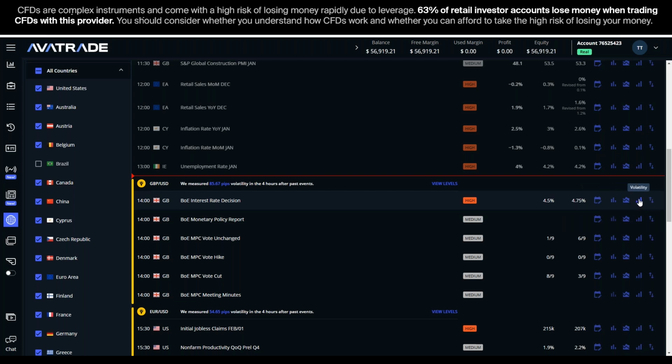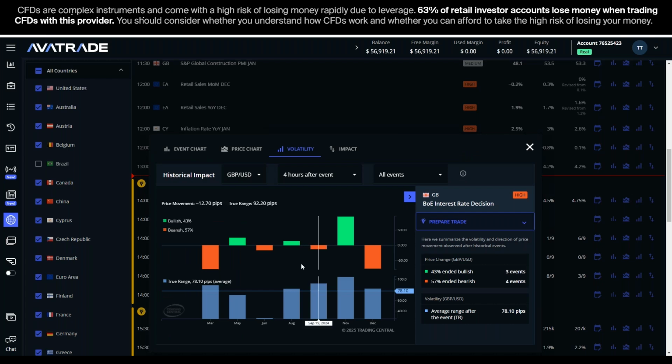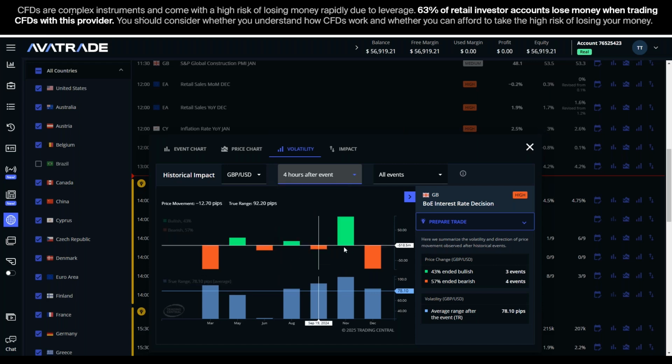So let's use this tool here, the volatility tool. And what we can say is, and we can use the GBP USD pairing or any GBP pairing we want with this tool. And we can do different time frames after the announcement, as little as 5 minutes and up to 4 hours. And this is looking at what has happened with the past announcements when they come in.